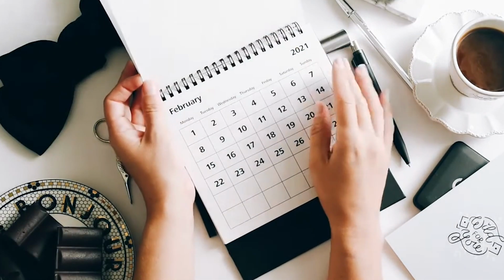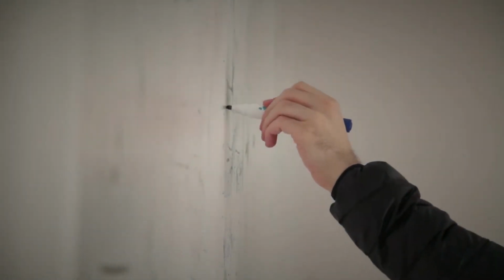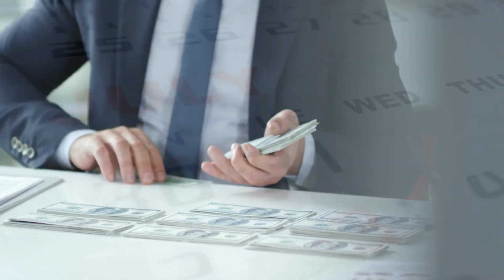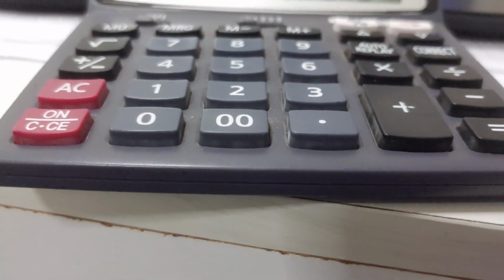At the end of the month, look back at how you did. Ask yourself, did I follow the plan? Where did I overspend? What can I change next month? Then make a new zero-based budget for the new month.